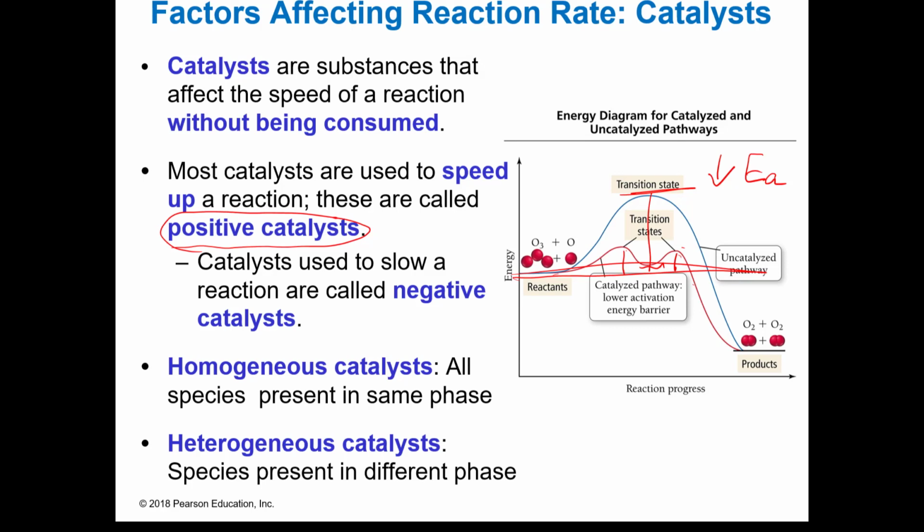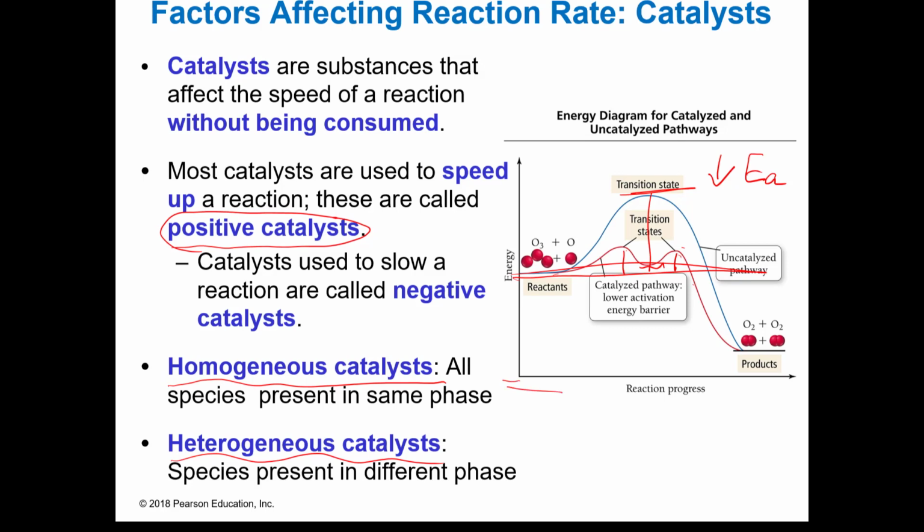Now, specifically, how do they work? Well, you can have a couple of kinds of catalysts. You can have a homogeneous catalyst or a heterogeneous catalyst. You probably remember those terms from last semester. Homogeneous means same, so that means all of your species are in the same phase as your catalyst. A heterogeneous means that your species is in a different phase from your catalyst.